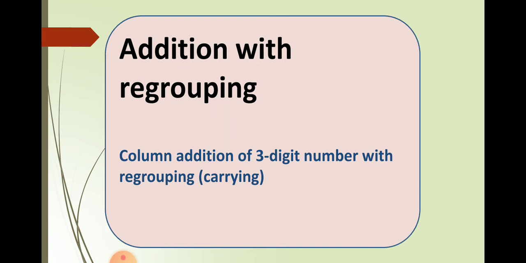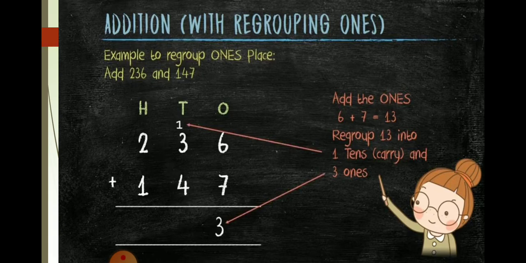Now addition with regrouping. Here we are going to see column addition of 3-digit numbers with regrouping, that is with carrying forward. Let us see first the addition with regrouping ones. Here we take two numbers, for example 236 and 147. First we put the digits according to their place value. 2 goes below 100, 3 goes below tens, 6 goes below ones. Similarly, 1 goes below 100, 4 goes below tens and 7 goes below ones.